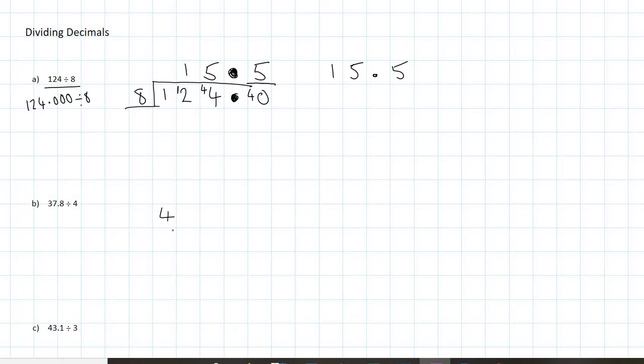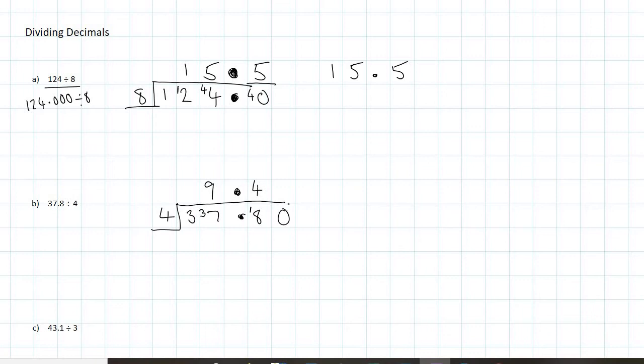So here I'm doing 37.8 divided by 4. You can see I'm using square paper and making sure I've got a big space for my decimal point. That's dead clear, that is there. For this one, I'm going to ask how many 4's go into 3? None. So how many 4's go into 37? That's 9 with 1 left over. How many 4's in 18? That's 4 with 2 left over.